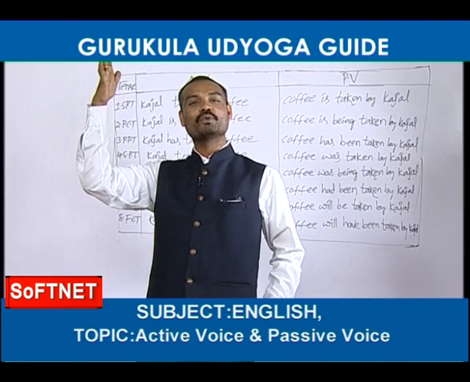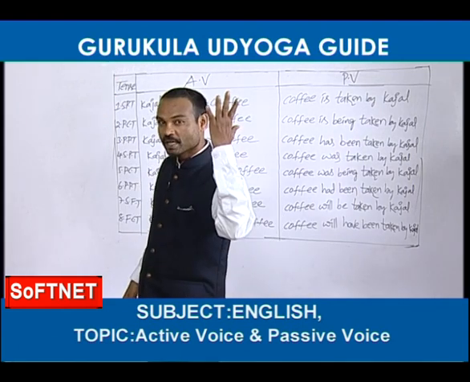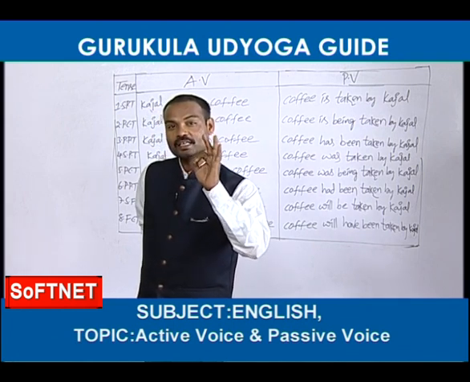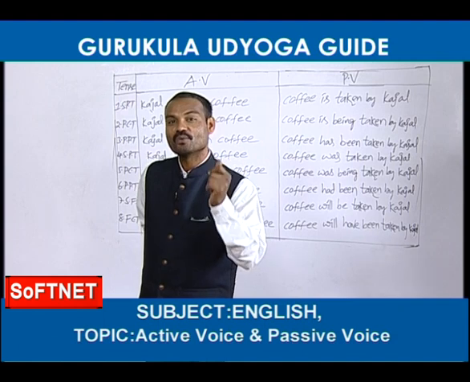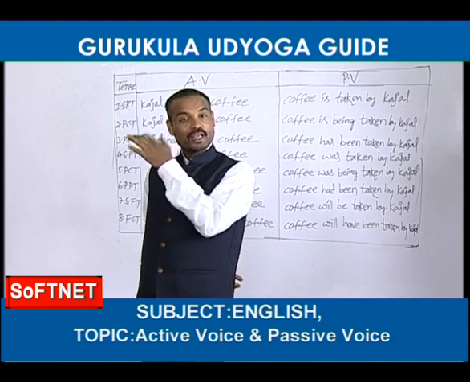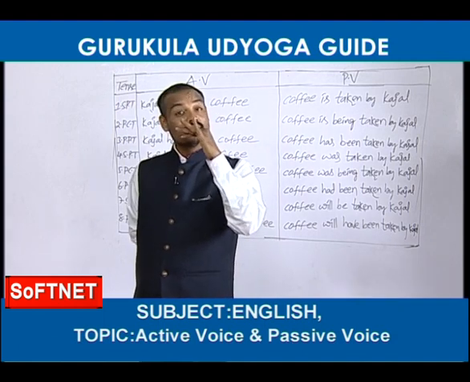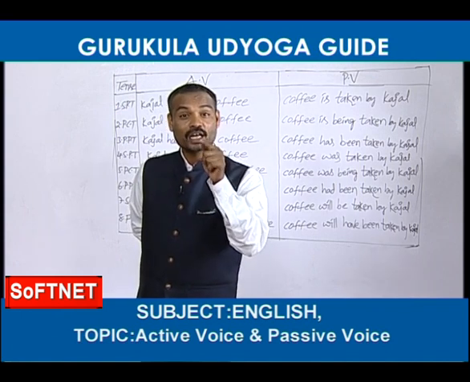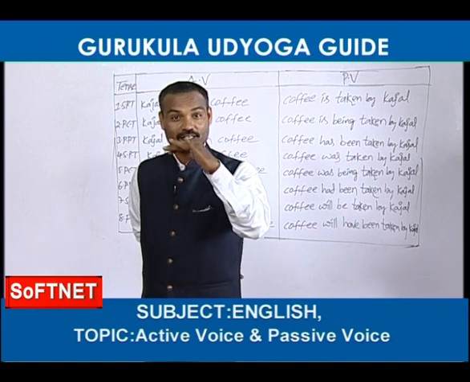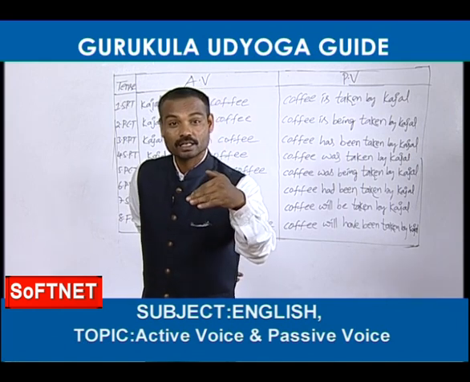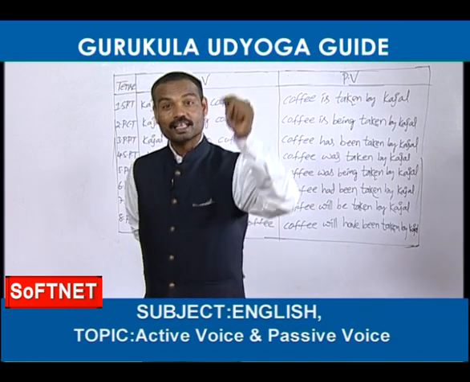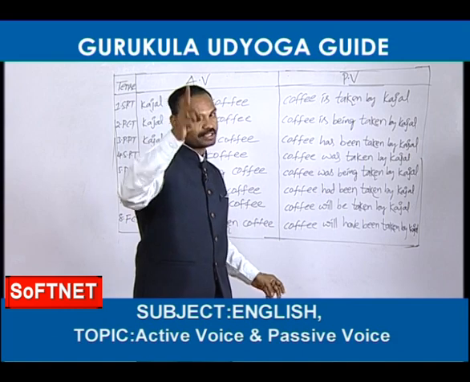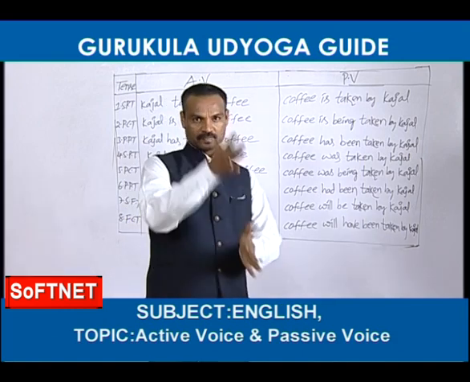Wow, I am ready to give you one more beautiful technique. Tell me, friends, which are called be forms? Am, is, are, was, were. So when you find am, is, are, was, were in the active voice, automatically there should be an ing form. Then you should write being. That's all. So if you find have, has, had, you should write been in the passive voice.